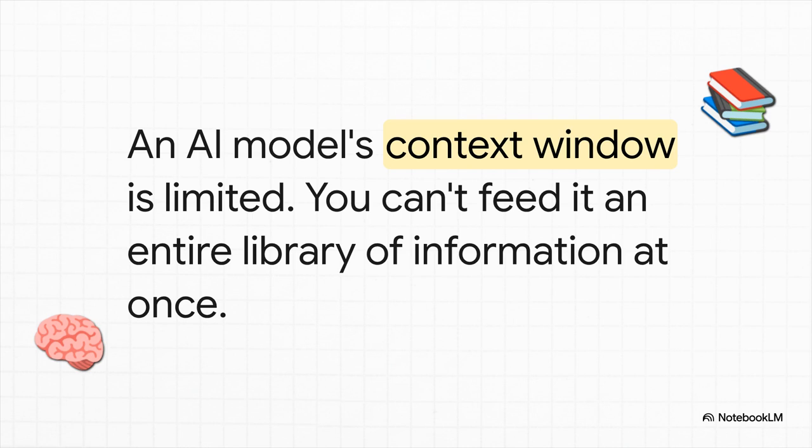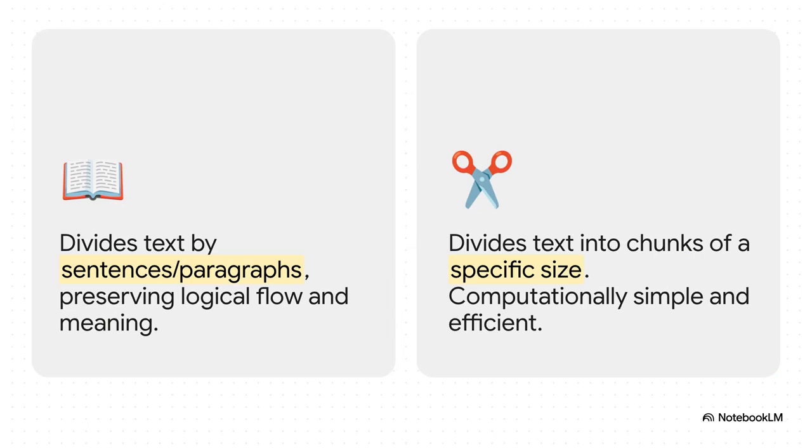You have to break all that information down into small, digestible pieces first. And the way we do that is through chunking. You basically got two main approaches. You can do it intelligently, what we call context-aware chunking, which keeps the meaning of sentences and paragraphs intact, or you can just chop it up into fixed sizes, which is way faster. The right choice here? It really depends on what your application needs to do.